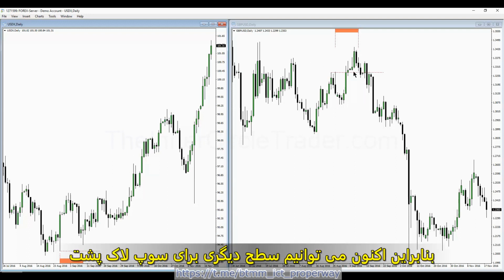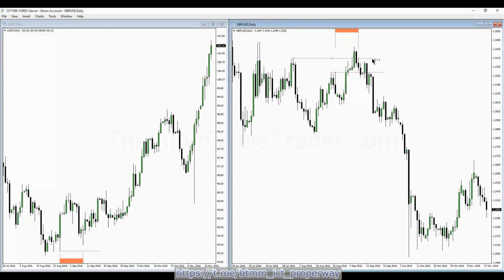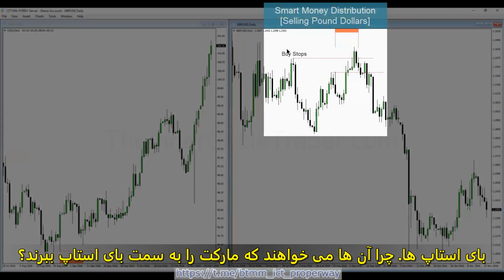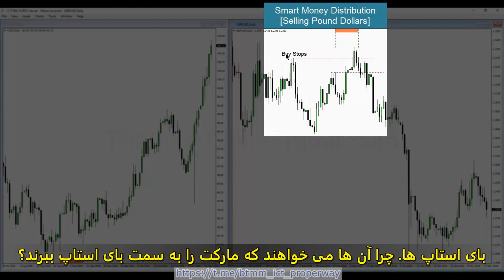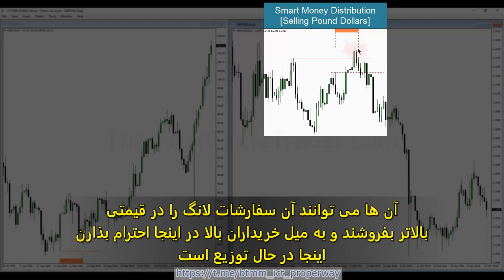So now we can go and frame another level for turtle soup, or a false break above an old high to run what? What type of stops reside above an old high? Buy stops. Why would they want to take the market up to a buy stop? Because they want that buy stop to execute at the market, to buy at the market. They're going to sell their long positions they accumulated here and they accumulated here. They can sell those longs at a higher price to willing buyers up here.